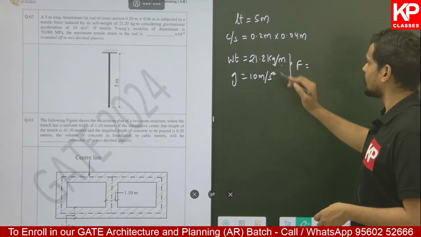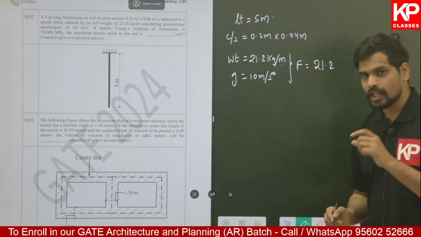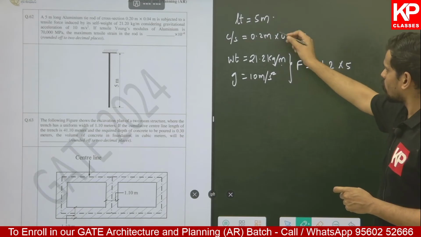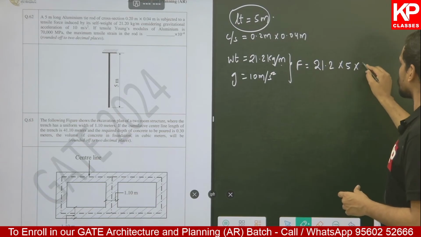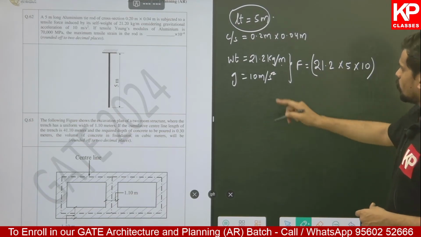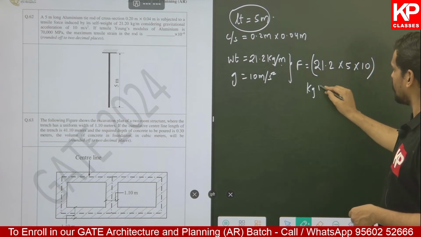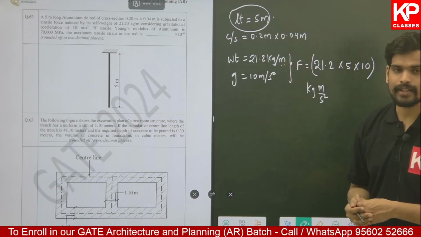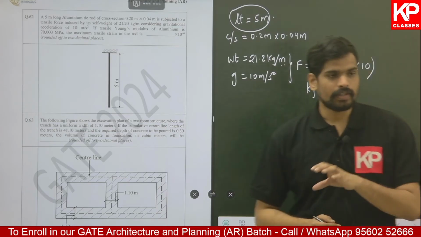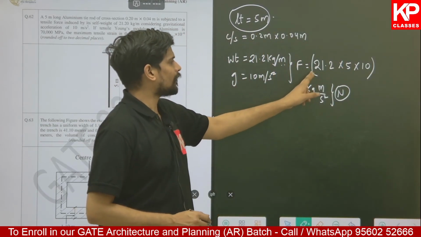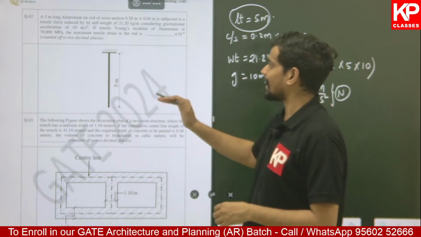But this is per unit length, so for 5 meters, what will be the force over here? 21.2 kg is per meter, so multiply it with 5 because the total length is 5 meter. The total force will be 21.2 into 5 into acceleration due to gravity, that is 10. If you multiply this, you will get your answer in kg meter per second square, because this meter and this meter get cancelled when you multiply it with 5. Kg meter per second square is nothing but Newton, the SI unit for measurement of force. So that will be 21.2 into 5 into 10. That's the force in the member. So that we have calculated from the second statement.